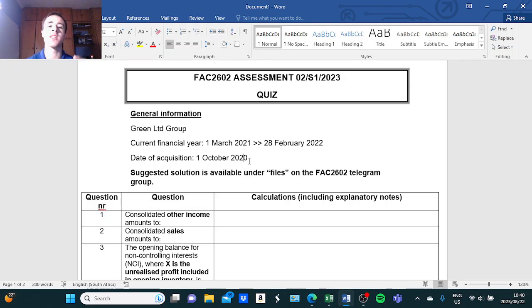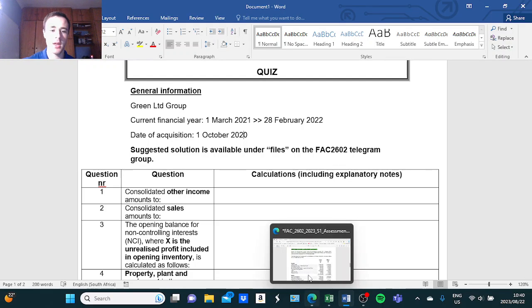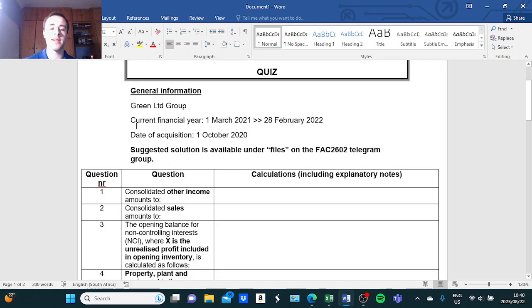All right, Green Limited obtained control over Rhine Limited on the 1st of October 2020. So therefore, we will not be required to calculate a pre- and post-acquisition profit for the subsidiary, that being Rhine Limited. So you can clearly see why it's important for you to quickly state your current financial year and then compare this to the date of acquisition.